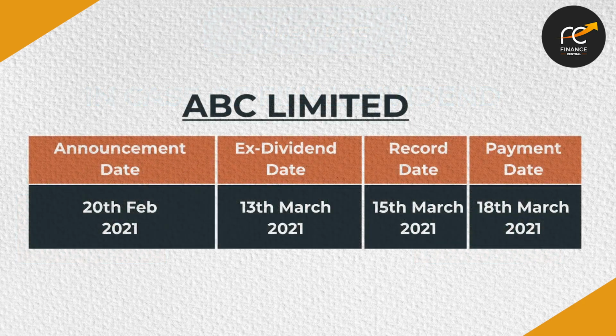To quickly sum this up, take a look at the table. For example, if ABC Limited announces on 20th of February 2021 that they will pay dividends, and if they set the record date to 15th March, then the ex-dividend date is 13th March.